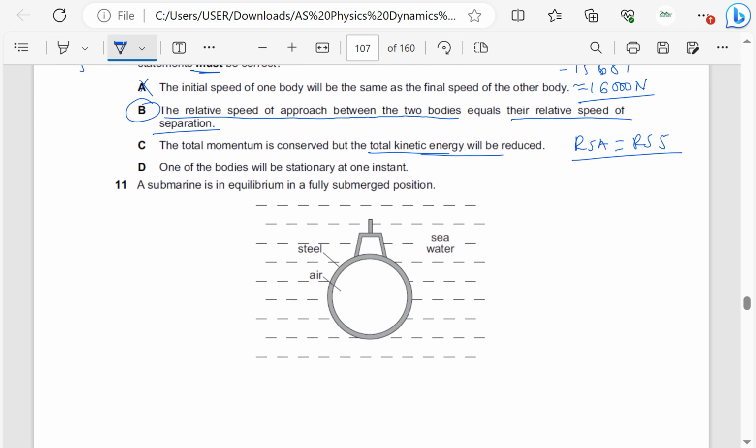A submarine is in equilibrium in a fully submerged position. Okay, I think this is about pressure.